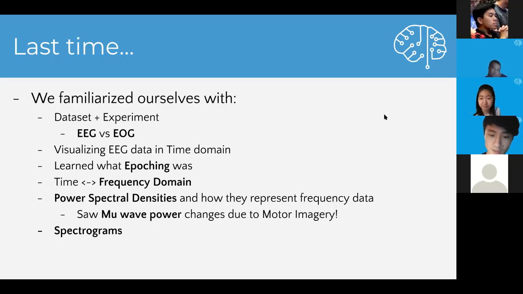And using this tool on the data, we found on average, we can see a decrease of mu power in the contralateral side during the motor imagery task. Last but not least, we elaborate on this technique and on a more detailed method that not only has the power of different frequency, but how it changes over time.